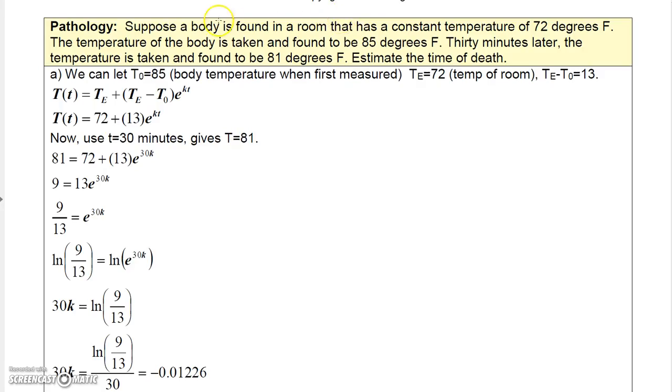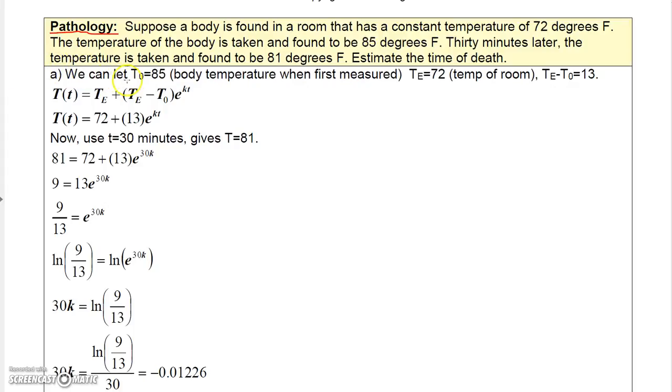Now I hope you don't think this one's too morbid, but it's actually a very practical application of Newton's law of cooling. If you watch crime shows every now and then, you might actually hear it sometimes. Suppose a body is found in a room that has a constant temperature of 72 degrees Fahrenheit. And let's say the temperature of the body is taken and found to be 85 degrees Fahrenheit. 30 minutes later, the temperature is taken again and found to be 81 degrees Fahrenheit. So from those two entries, we can estimate the time of death.